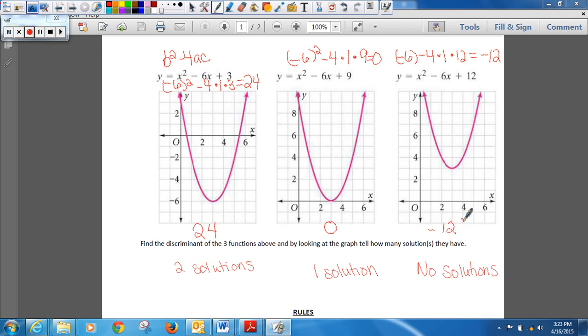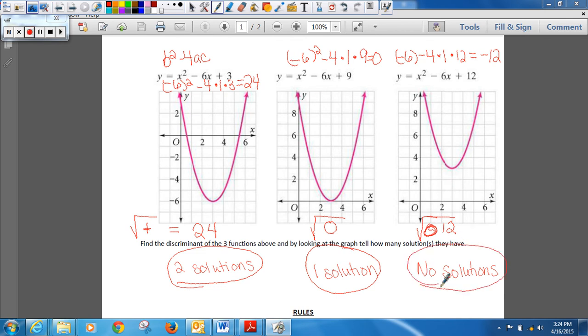Okay, remember this discriminant is underneath a square root symbol. So if I were to take the square root of any positive number, for instance 24, there are always 2 answers. So that's why there's 2 solutions. If I were to take the square root of 0, that always only gives me 1 solution. So anytime the discriminant is 0, there's only 1 solution. And finally, to take the square root of any negative number is not possible because no number times itself will give you anything that is negative. So that's why if the discriminant is negative, there are no solutions.